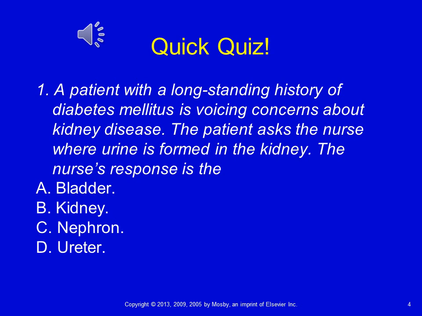A patient with a long-standing history of diabetes mellitus is voicing concerns about kidney disease. The patient asks the nurse where urine is formed in the kidney. The nurse's response is A. Bladder, B. Kidney, C. Nephron, D. Ureter. And the answer is C. Nephron.